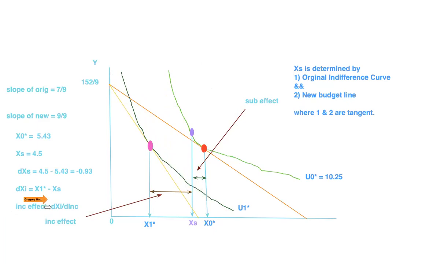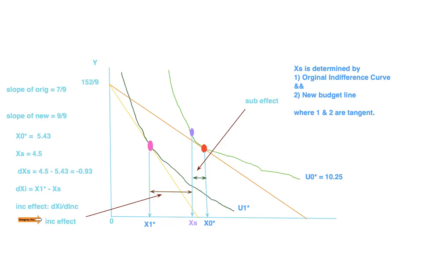And this DXI, going from XS to X1, well, you know that XS is bigger than X1. So the DXI is going to be negative. So you have negative over negative, which is positive. Which means that X is a normal good.